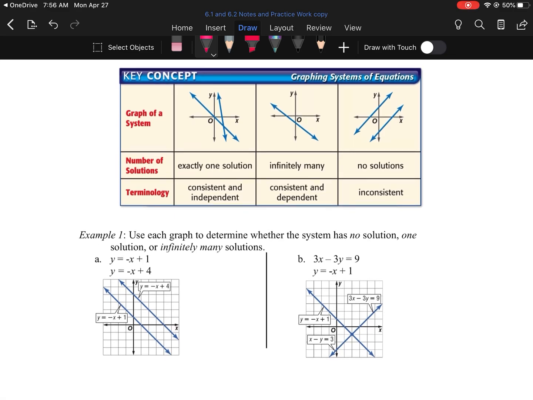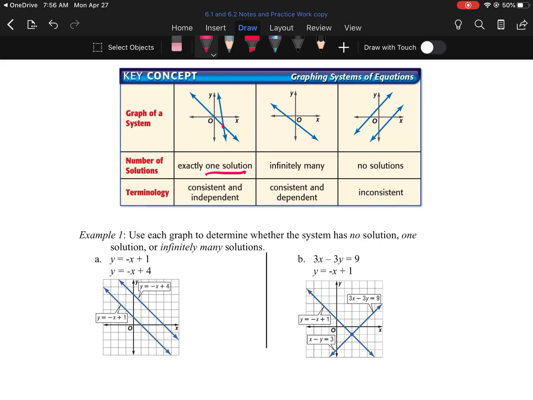So let's look at this key concept box. So first of all, the graph. It has two equations, or two graphs, two lines. So it has exactly one solution because it intersects at one point. We'll say that point right there, which means it's consistent and independent.